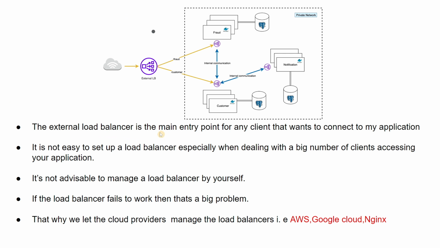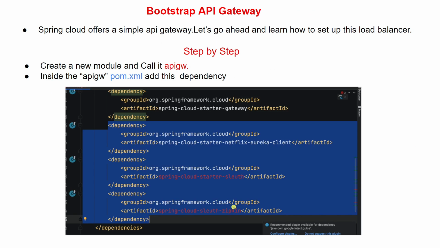The external load balancer is the main entry point for any client that wants to connect to my application. It is not easy to set up a load balancer, especially when you're dealing with a big number of clients accessing your application. It's not advisable to manage a load balancer by yourself. So if the load balancer fails to work, that's a big problem actually. So that's why we let cloud providers manage our load balancers, like AWS, Google Cloud, NGINX. But for this one, we're going to go ahead and try to set it up, and I'm going to show you how to set up this load balancer.